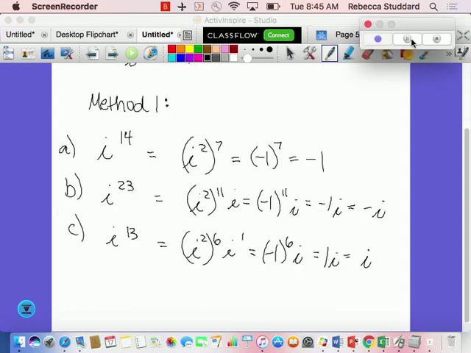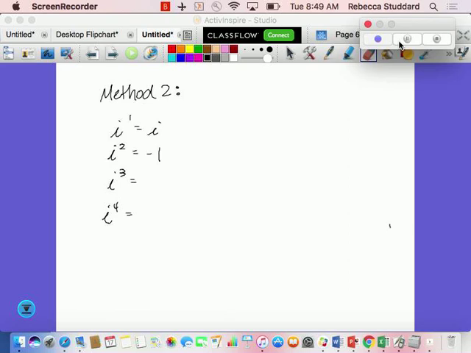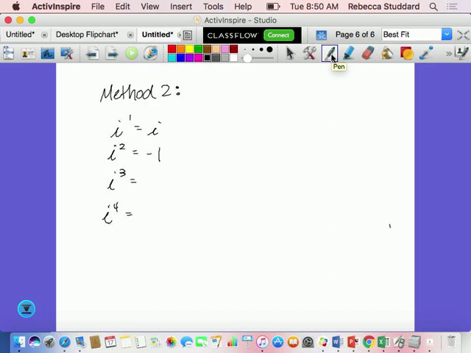The answer is i. Our second method relies on the fact that the powers of i repeat every fourth exponent. So i to the first is i, i squared is -1, we found that i to the third is -i, and that i to the fourth is +1. So they repeat in this pattern: i, -1, -i, 1. So to use this method, you're going to have to memorize i to the third and i to the fourth, or figure them out on your paper before you start using this method.